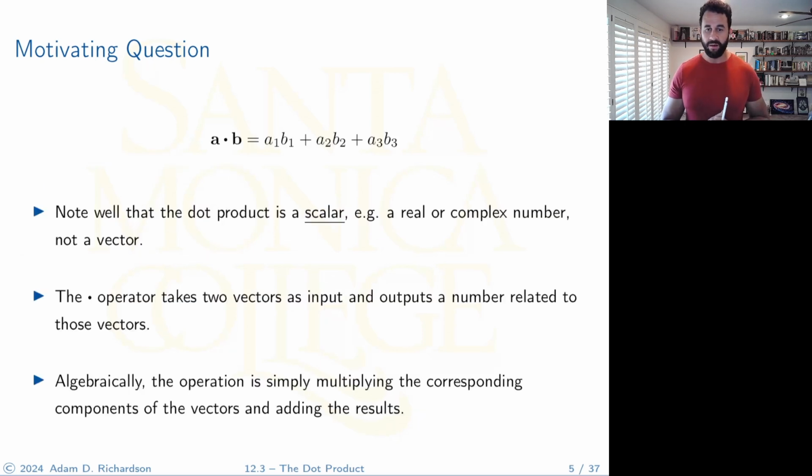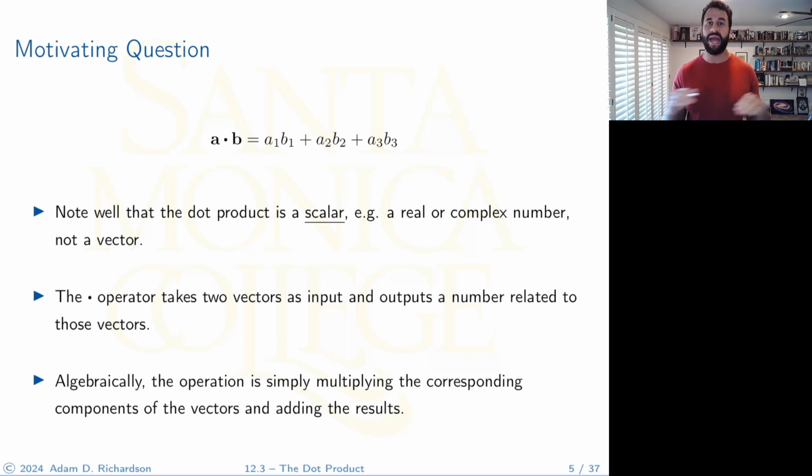One thing I want to point out, and I want you to note well, is that the dot product is a scalar. So when you perform this operation, the result is a scalar. For example, a real number or a complex number. The result is not a vector.